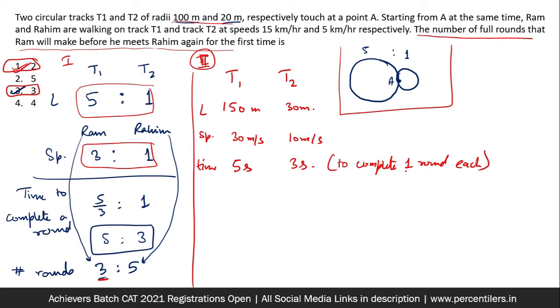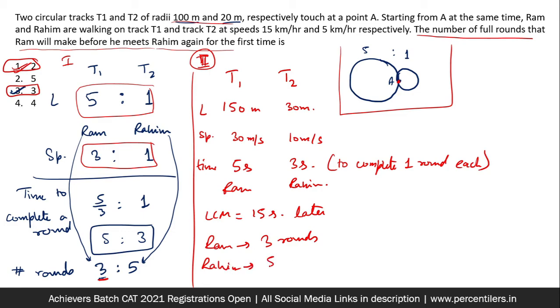Maybe there are different circles, but what do you have to do? You only want to know when they both reach together on this point. So you get to know that individually Ram will take 5 seconds, Rahim will take 3 seconds. Okay, so let us consider that the LCM is 15 seconds. So the first time they are going to be together at A again after the start would be 15 seconds later. Okay, Ram has done 3 rounds, and Rahim, that was not asked in the question, 5 rounds.